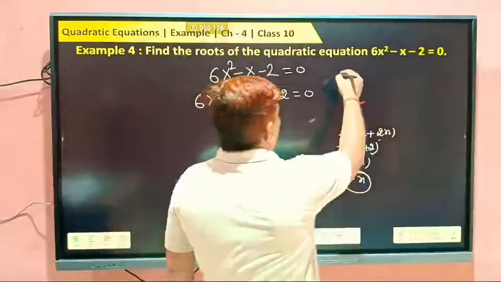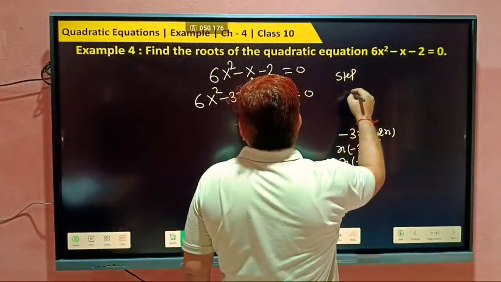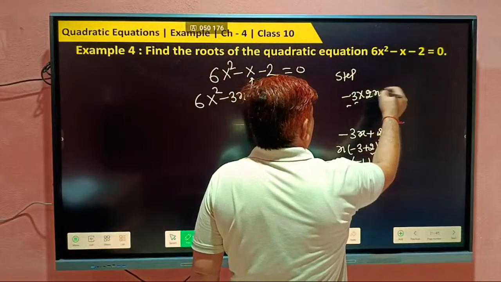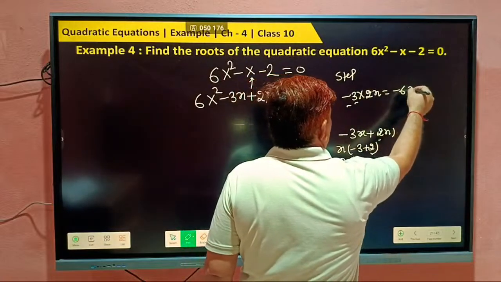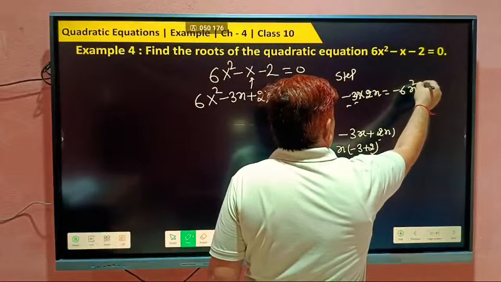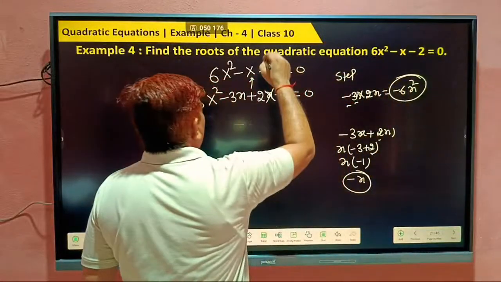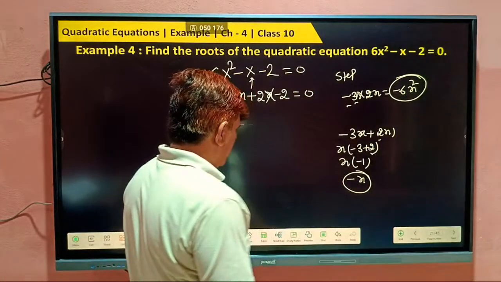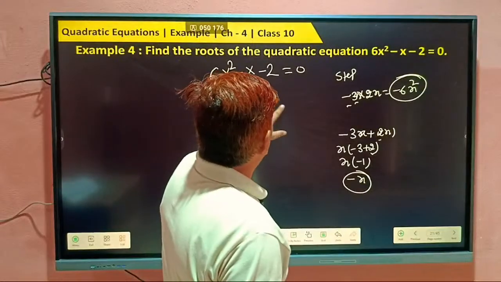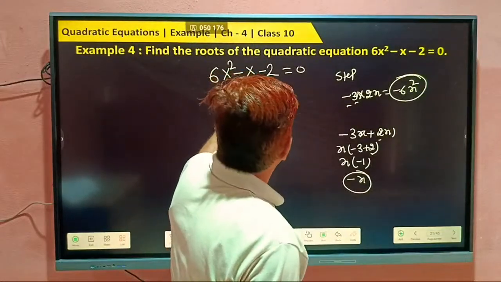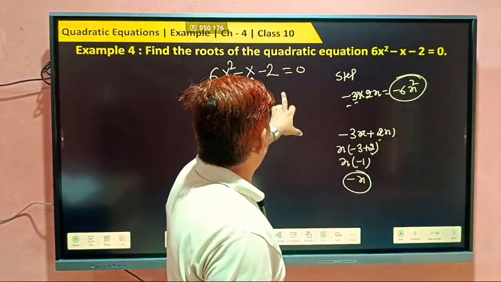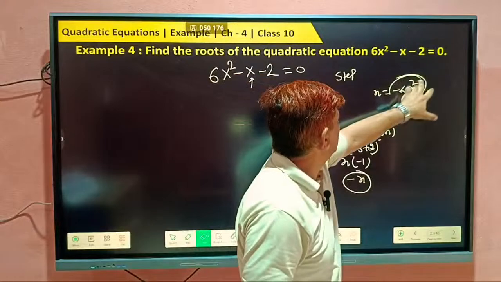Step number 2. What's their multiplication? Minus 3x into 2x, 3 times 2 is 6, minus x multiplied with x square. And what's their multiplication? Sorry, it means it's wrong. Their multiplication, what do we need? We need 12x square, minus 12x. So here this step is right, but this one is not.